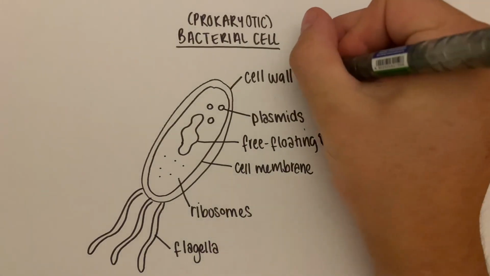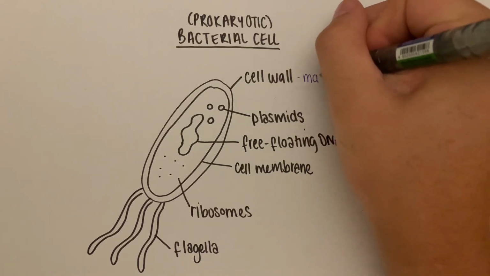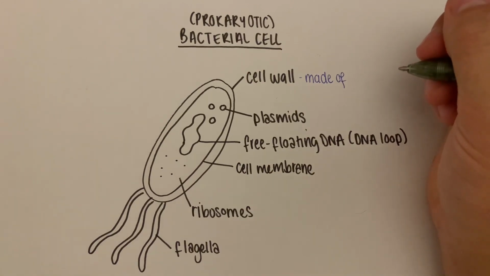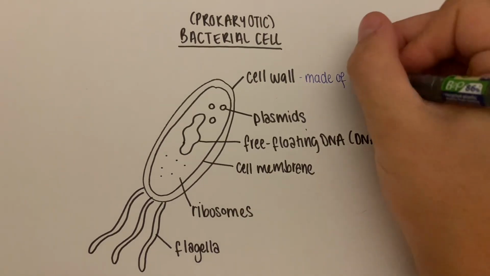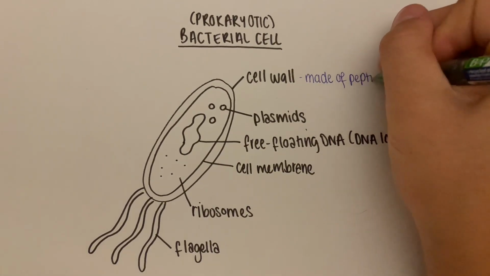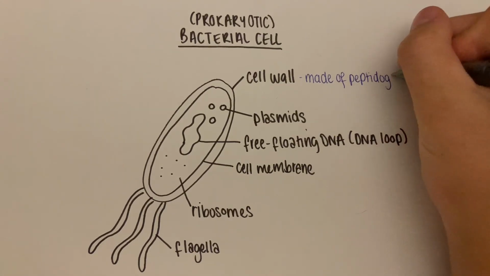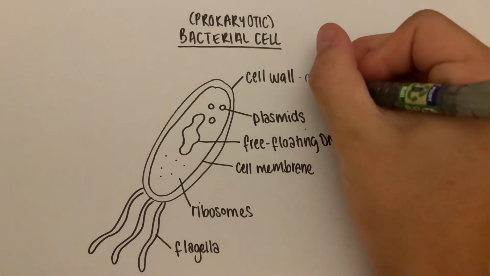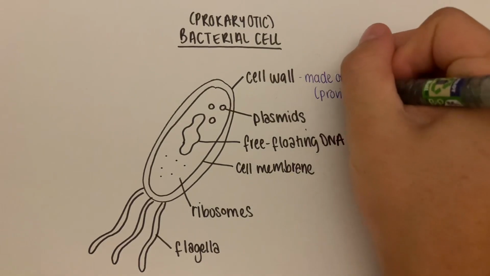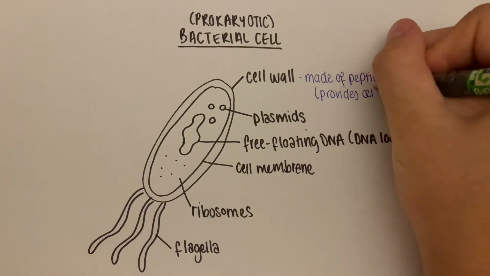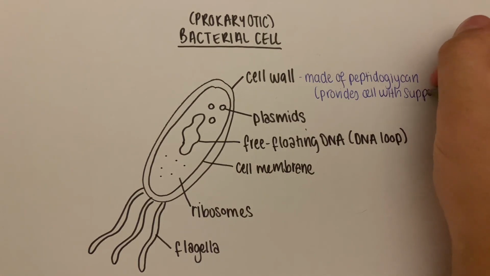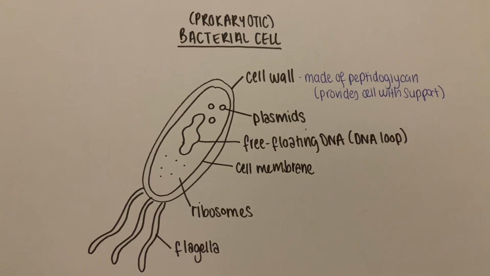So a cell wall, you might think it's made of cellulose, the same as plants, but it's not. It's a chemical called peptidoglycan. And this provides the cell with support. So what that means, basically, it makes the cell wall stronger.